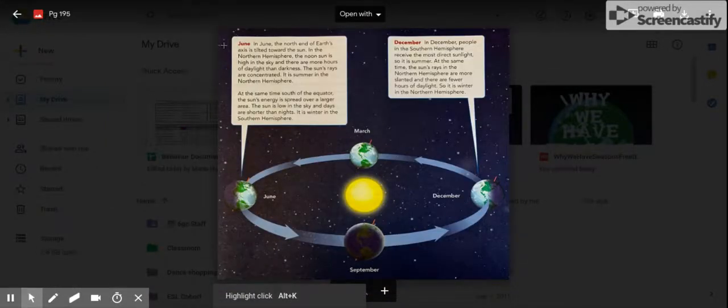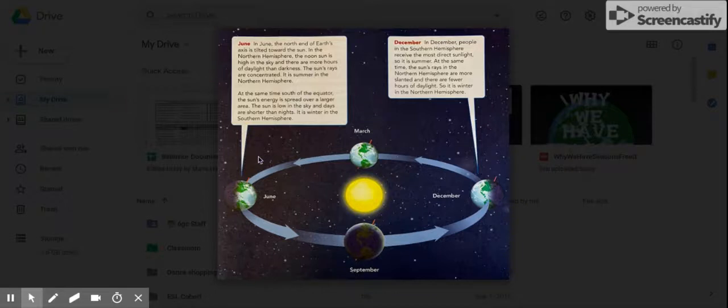June. In June, the north end of Earth's axis is tilted towards the sun. In the northern hemisphere, the noon sun is high in the sky and there are more hours of daylight than darkness. The sun's rays are concentrated. It is summer in the northern hemisphere. At the same time, south of the equator, the sun's energy is spread out over a larger area. The sun is low in the sky and days are shorter than nights. It is winter in the southern hemisphere.